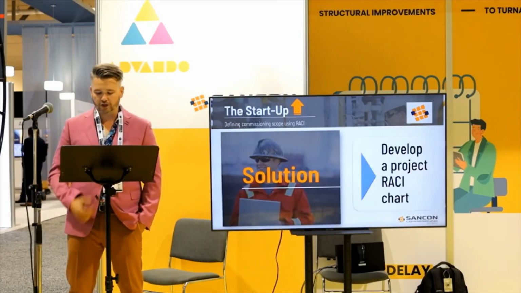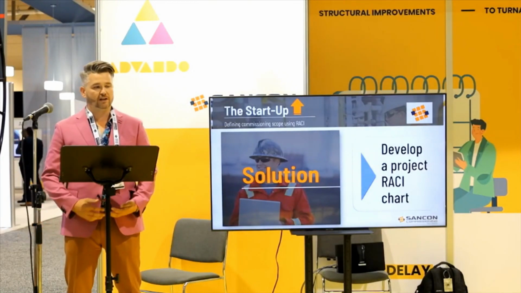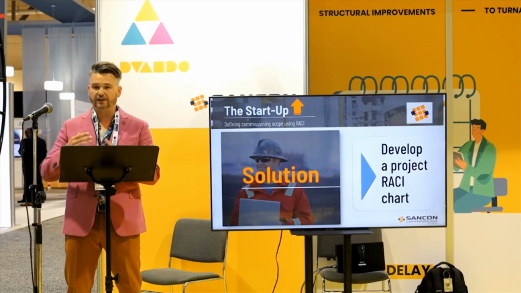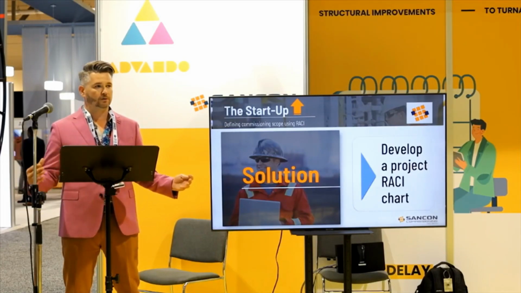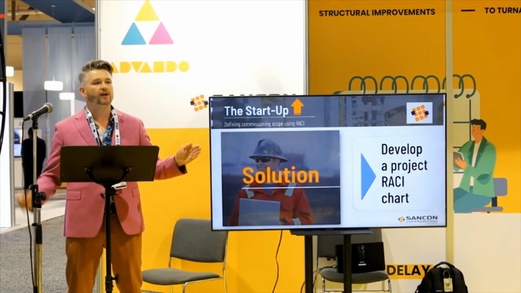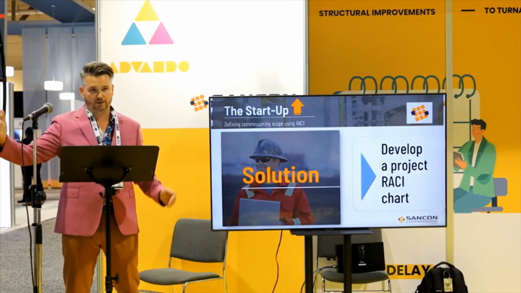So solution. What we've used in the past, and it's the number one thing that we do when we enter a project, is using that responsibility matrix. We need to develop that project responsibility matrix and execute that throughout the project. And this is a life cycle document. This starts at the front end planning FEED stage and runs right through to operational readiness and operational startup.